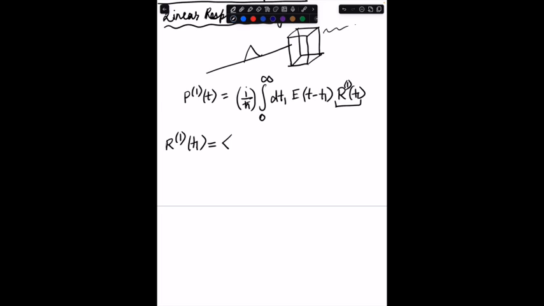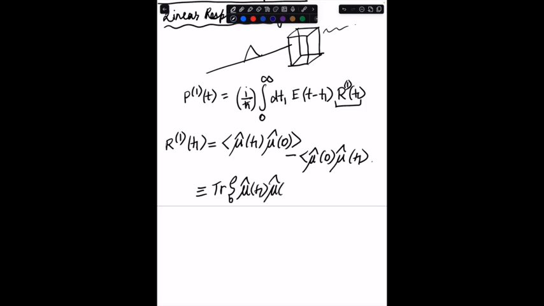written as mu T1 mu 0 minus mu 0 mu T1, or equivalently, it would just be the trace of the dipole operator at T1, dipole operator at 0, rho equilibrium, minus the trace of the dipole operator at 0, dipole operator at T1, rho equilibrium.